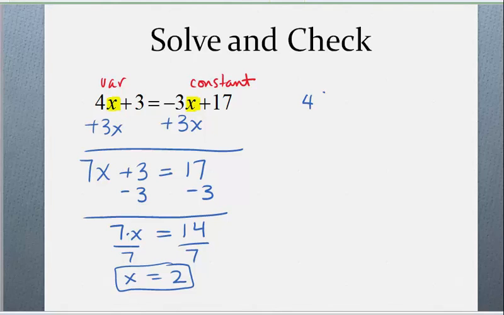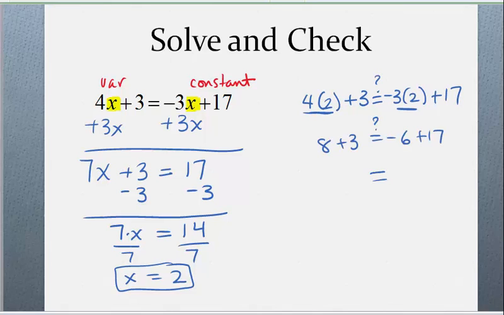So I have 4 times, my x value I think is 2. Is 4 times 2 plus 3 the same as -3 times 2 plus 17? 8 plus 3 is 11. -6 plus 17 is 11. Yep, got it. Solution is x equals 2.